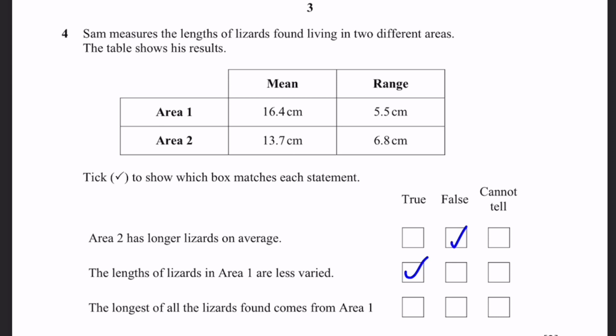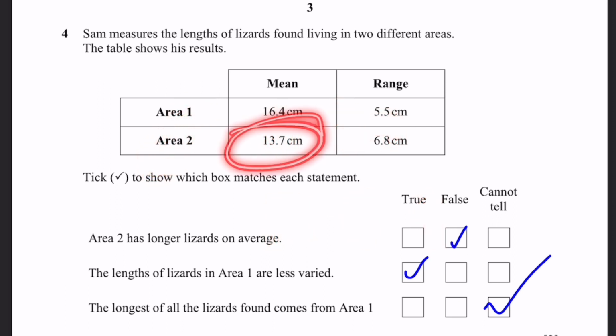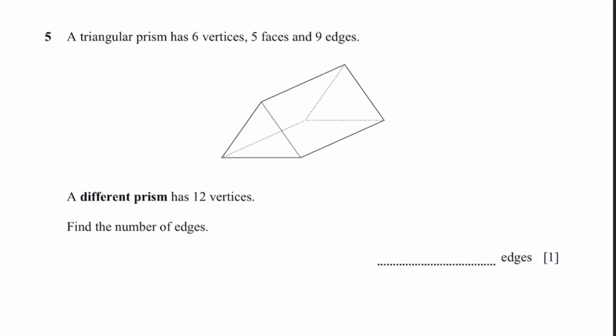Although yes, there are longer lizards on average in area 1, for the longest lizard we can't really say which area it comes from, because there could be one very long lizard of 20 centimeters from area 2, and the others are all 12 and 11 and even 9 or something like that. Because they're quite small and there's one big, they become 13.7 as the mean. So we cannot tell. Question 5.